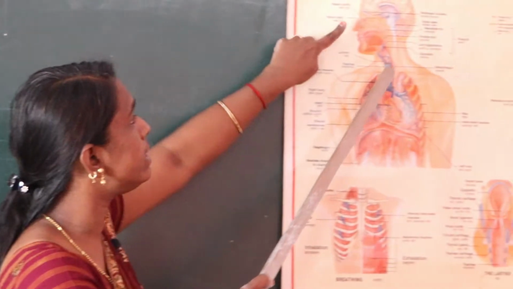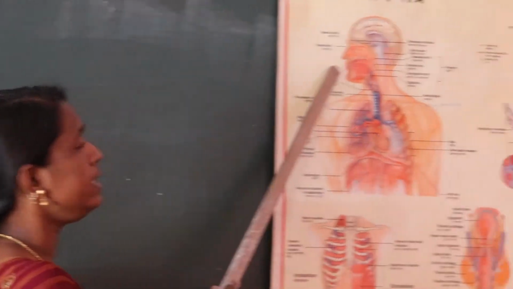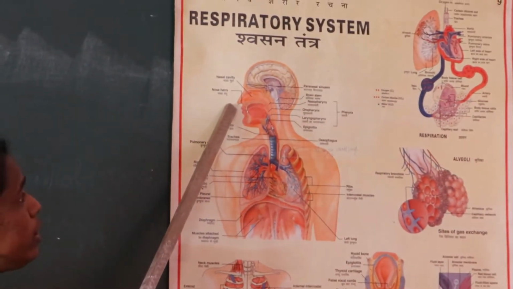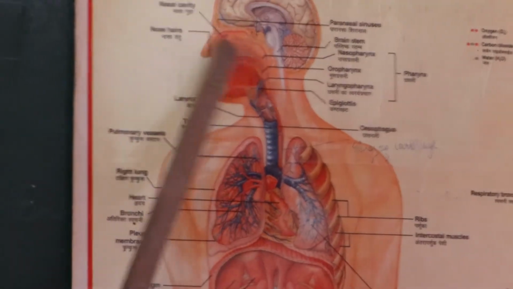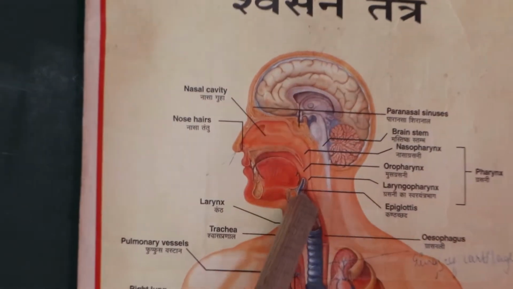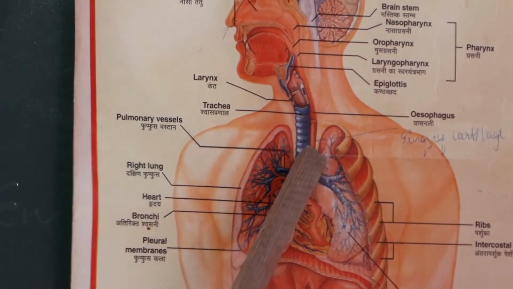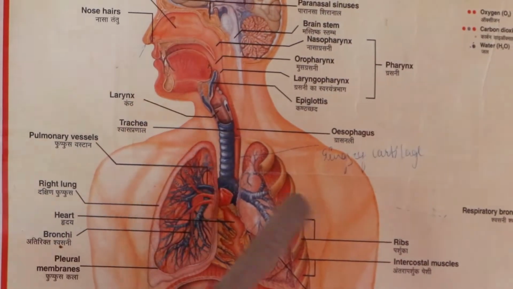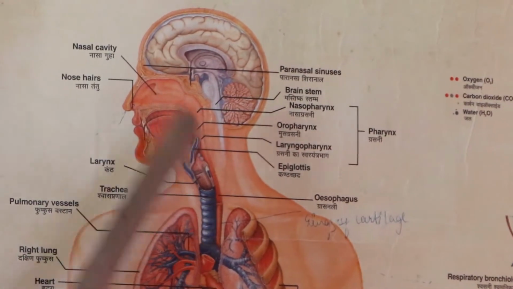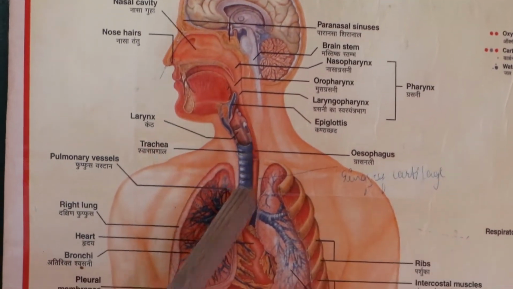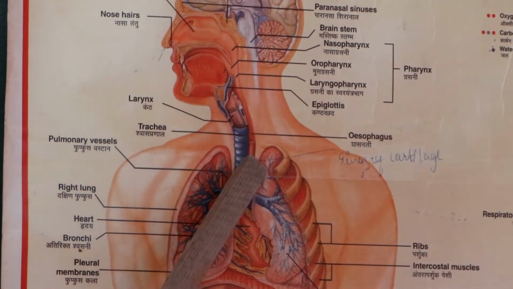Mucus is also present in the nostrils. Mucus is a watery substance present inside the nostrils. That mucus filters the dust particles from the air. And the air passes through the trachea. The trachea contains rings of cartilage, a ring-like structure. The air passes through that trachea, and the larynx is present at the upper part of the trachea.